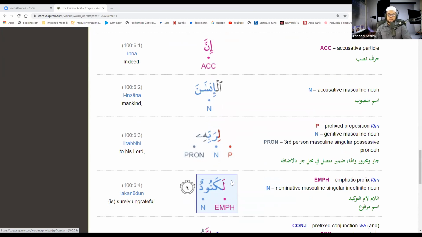And kanud is your ism that indicates the word ingratitude. Innal insana li rabbihi lakanud. You have your khabar of inna. So inna al insana li rabbihi lakanudun. That's your khabar of inna.